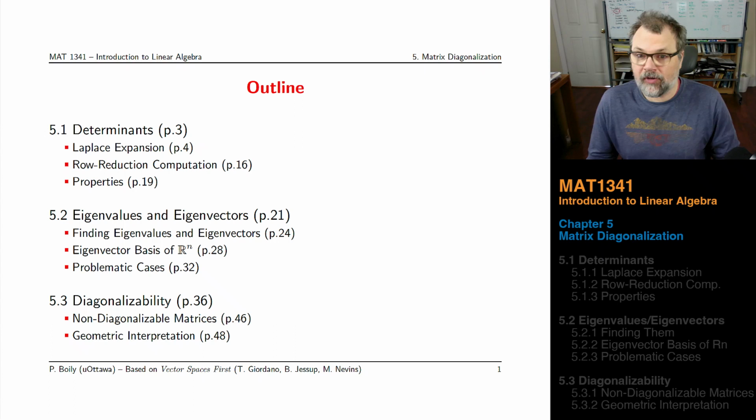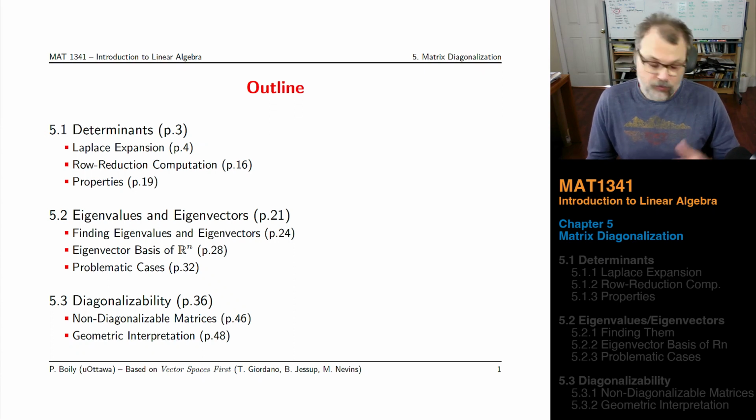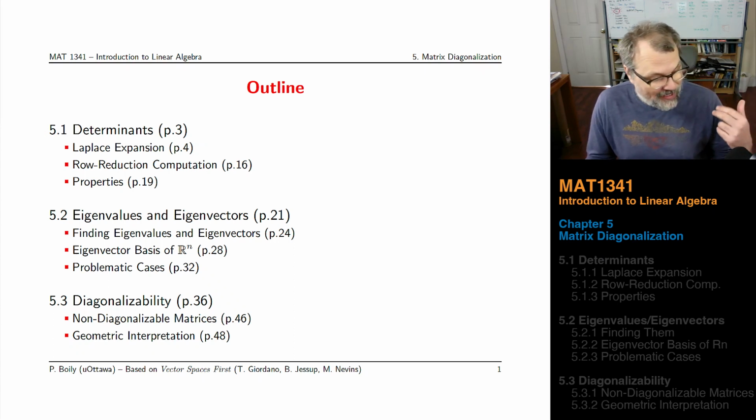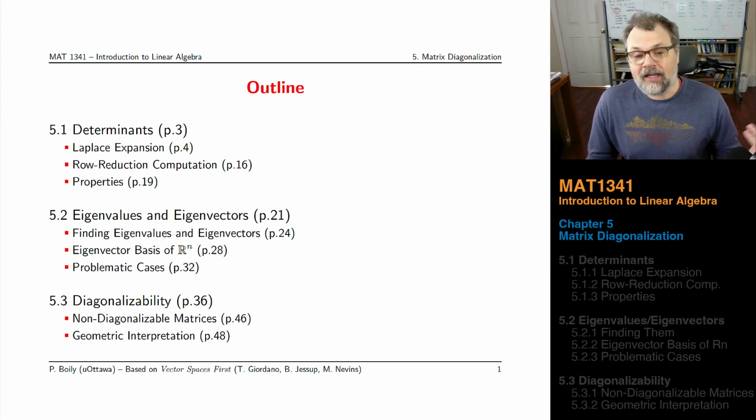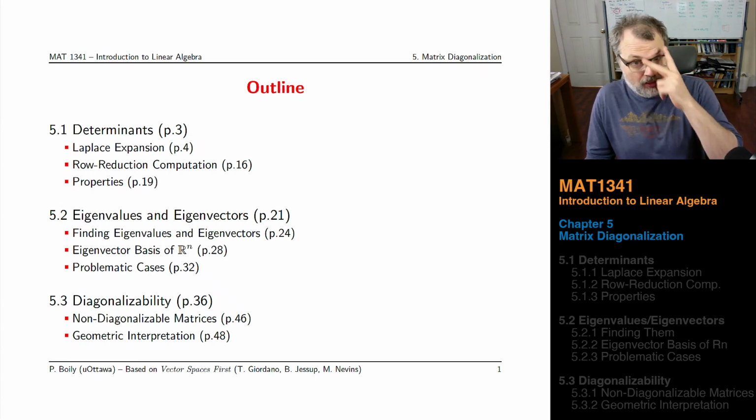We'll talk about determinants at first, because that's going to help us find the eigenvalues of a square matrix. And once we have the eigenvalues, we can talk about the eigenvectors. And then once we have a good idea as to how we can build eigenspaces, then we can talk about which matrices are diagonalizable and which ones aren't.